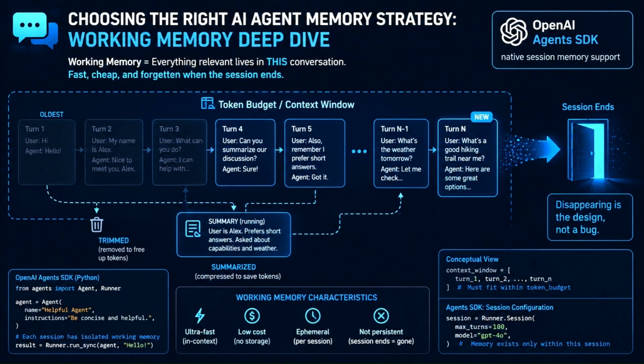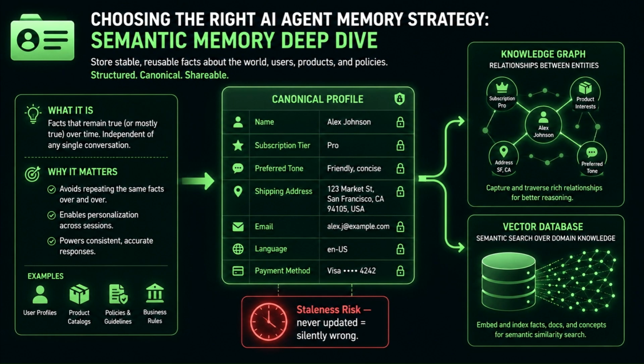The critical failure mode here runs in 2 directions. Trim too aggressively or summarize carelessly, and the agent starts re-asking questions the user already answered 3 turns ago. Deeply frustrating. Or the opposite mistake. Engineers build permanent, persistent infrastructure for information that genuinely only needed to survive the current conversation, adding real complexity for zero actual benefit.